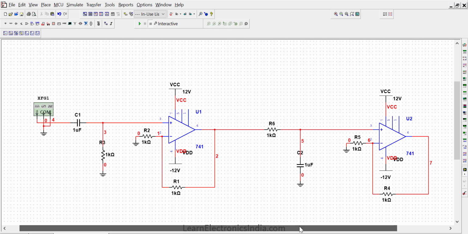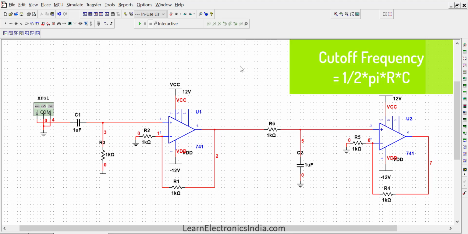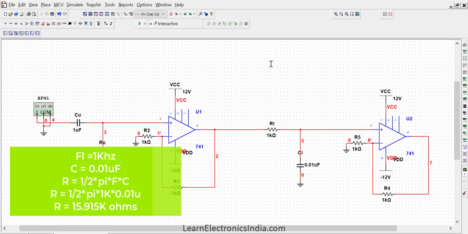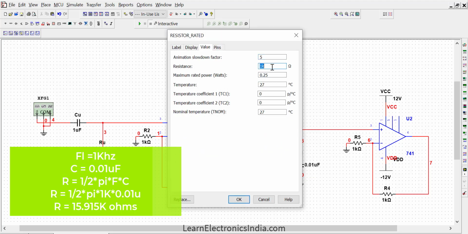The formula for cutoff frequency for low pass filter and high pass filter is same and is given by this formula. So let's have the lower cutoff frequency as 1 kHz and fix CL as 0.01 microfarad. Hence by the formula, RL should be 15.915 kilo ohms.